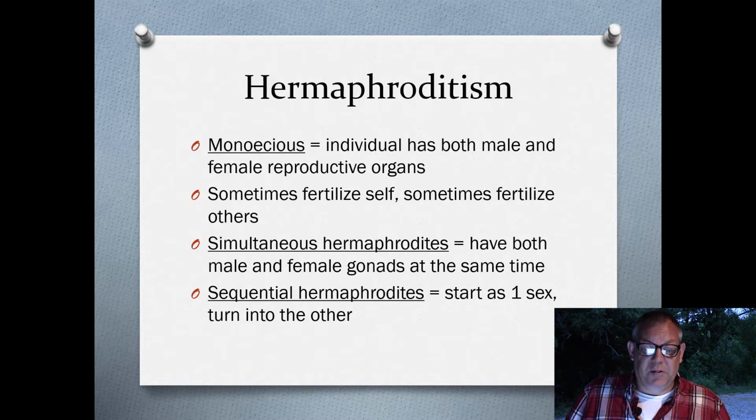Now, in hermaphroditism, instead of dioecious, this is known as monoecious, right? Mono being one. And so a hermaphrodite has both the male and the female reproductive organs.